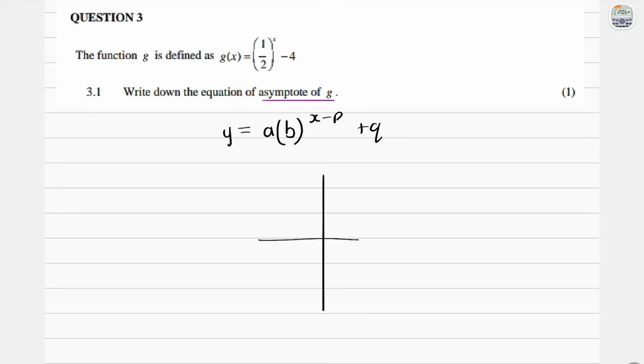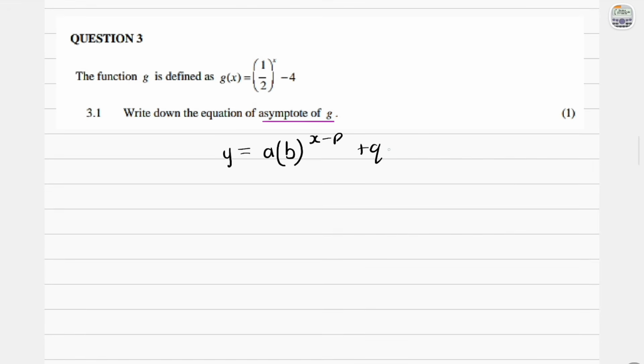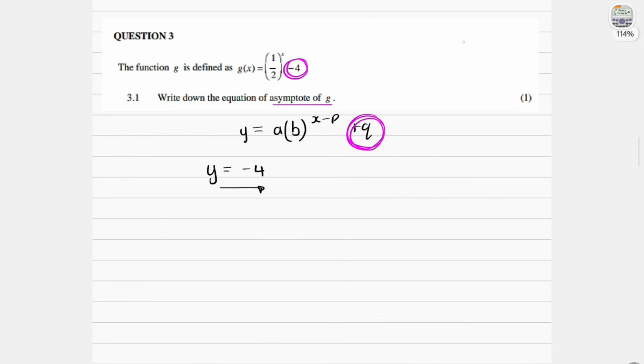Remember that horizontal lines, their equations start with y is equal to. So it's simply y equals whatever y value they pass on the y-axis. And so that is this value of q. Okay, so you're always just going to say y is equal to whatever your q value is. We can see that's negative 4. So y is simply equal to negative 4. And this is our answer. Moving on to the next question.